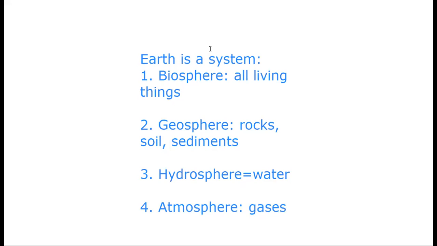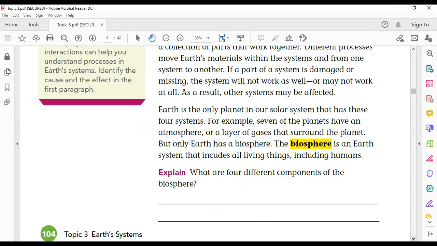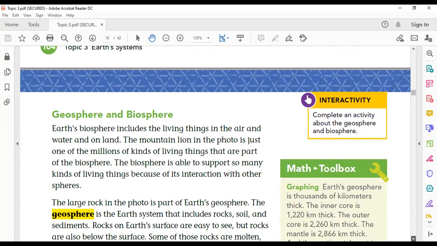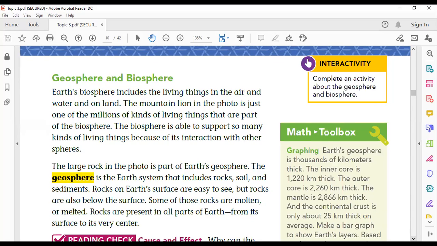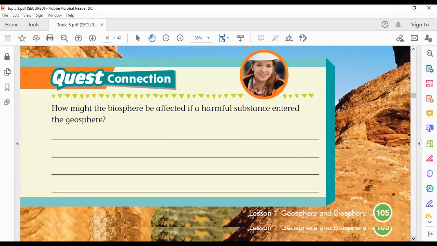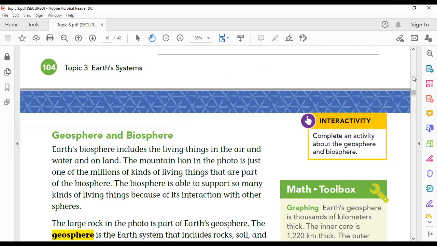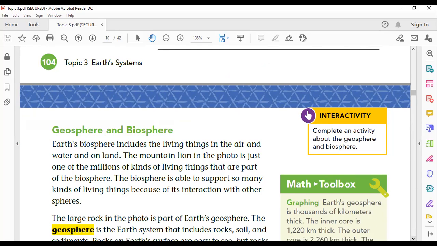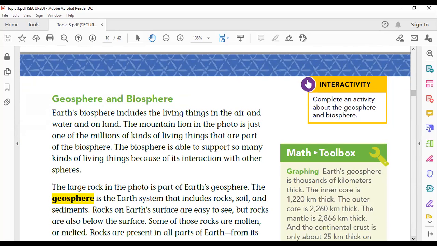Right. Yeah. Okay. Let's continue. The first, geosphere and biosphere. Turn to the next page, page 100. Mr. Yusuf, you're going to put on the question. I still have one word. I will send it to you, I will take a photo of it and send it.